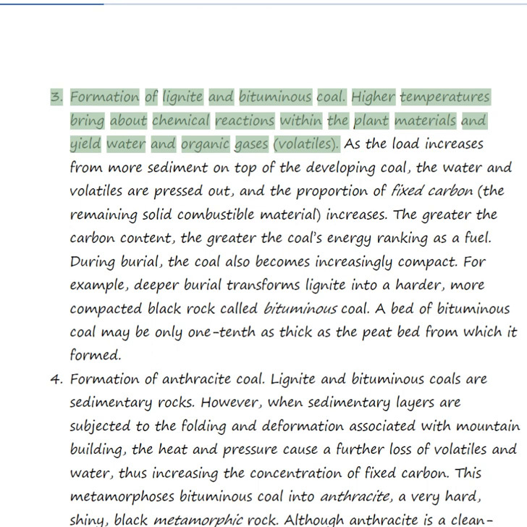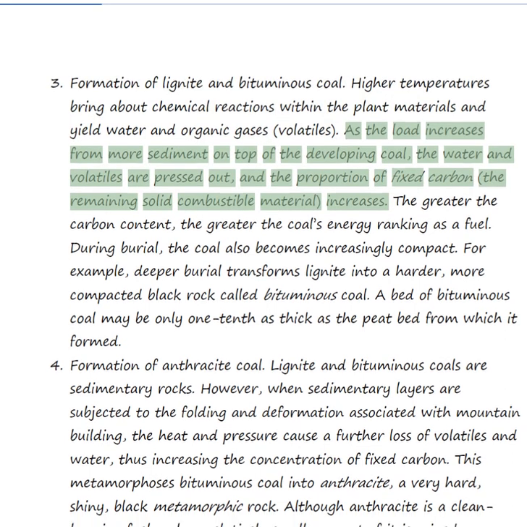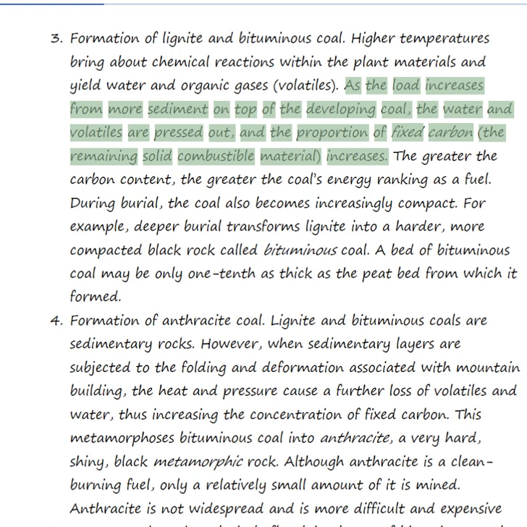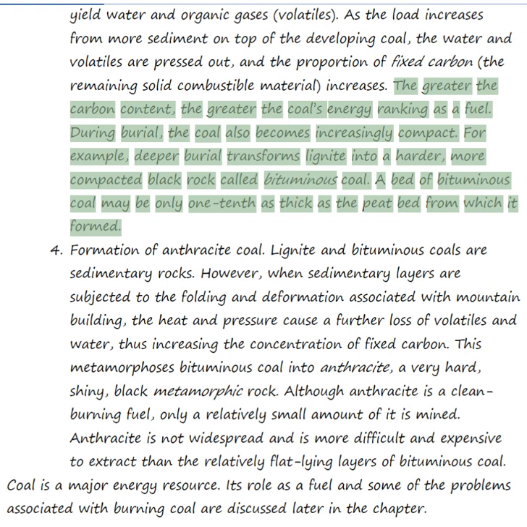Higher temperatures bring about chemical reactions within the plant materials and yield water and organic gases. As the load increases from more sediment on top of the developing coal, the water and volatiles are pressed out, and the proportion of fixed carbon increases. The greater the carbon content, the greater the coal's energy ranking as a fuel. During burial, the coal also becomes increasingly compact. For example, deeper burial transforms lignite into a harder, more compacted black rock called bituminous coal. A bed of bituminous coal may be only 1/10 as thick as the peat bed from which it formed.